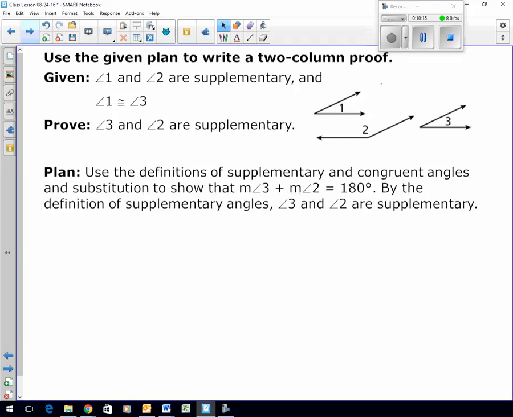You're going to be doing stuff like this, trying to write two-column proofs. Given that angle 1 and 2 are supplementary, and that angle 1 is congruent to angle 3, I'm trying to prove that angle 3 and 2 are supplementary. Okay? How would I start?